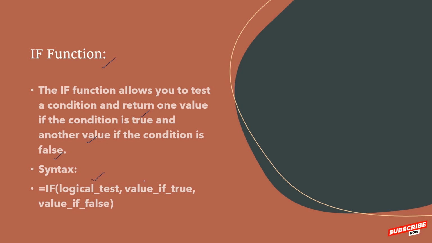After checking the condition, what should be visible if the logical test returns true? What should be written if the logical test returns false? This is the syntax of the if function. It checks the condition here. Here, the condition will be checked. Here, the output when the logical test returns Boolean value true, and what should be printed when the logical test returns false, will be specified in the if function.